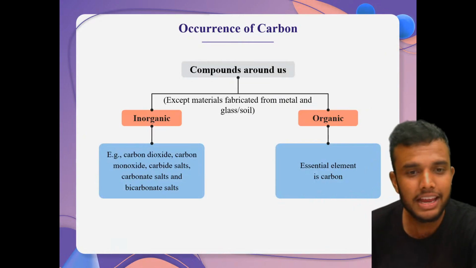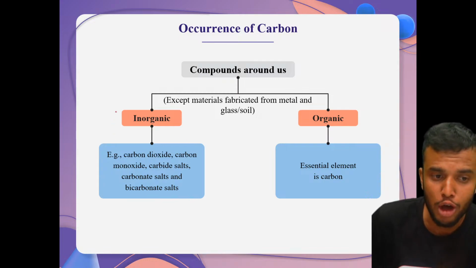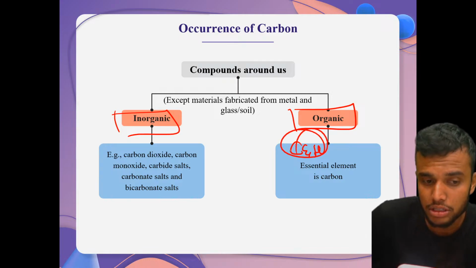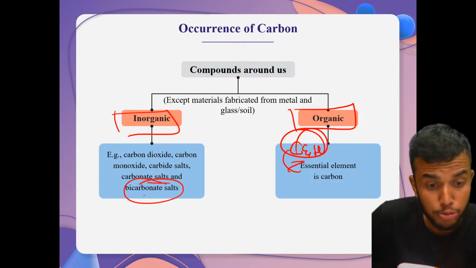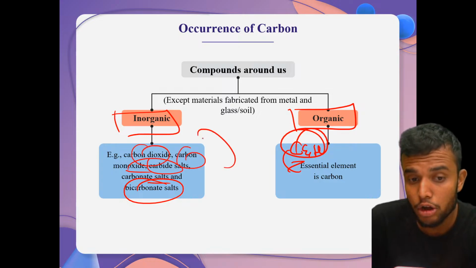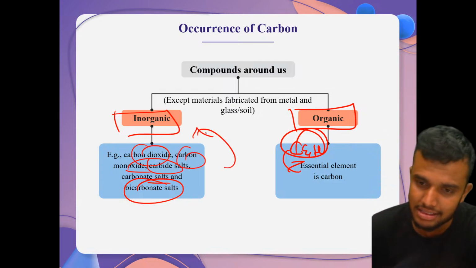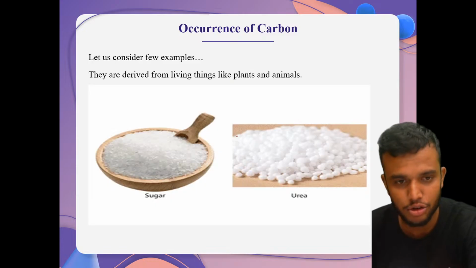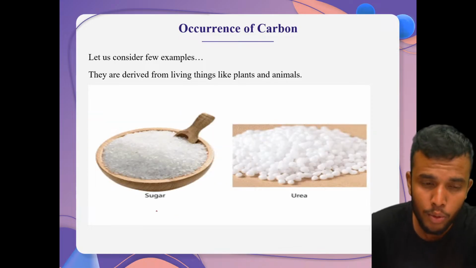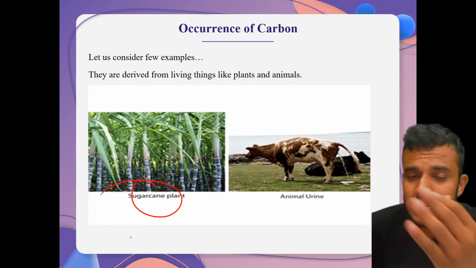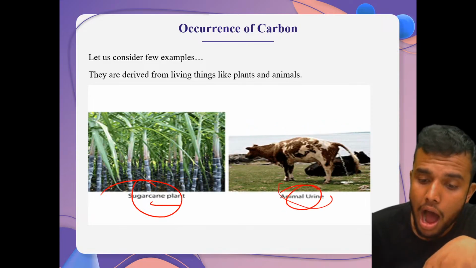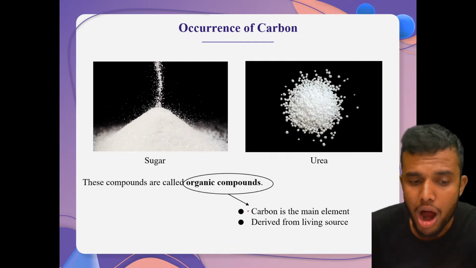Okay, students. Then compounds around us are of two types, inorganic and organic. Organic is nothing but carbon present with hydrogen. These are called organic here. Carbonate salts, bicarbonate salts, monoxide, carbide salts, carbon dioxide: these are all relevant to inorganic substances. These are all relevant to organic substances. Okay, my dear students, let's take a few examples. Sugar: how is sugar extracted? From the sugarcane plant, and also urea from animal urine. Before, what did they think, students?